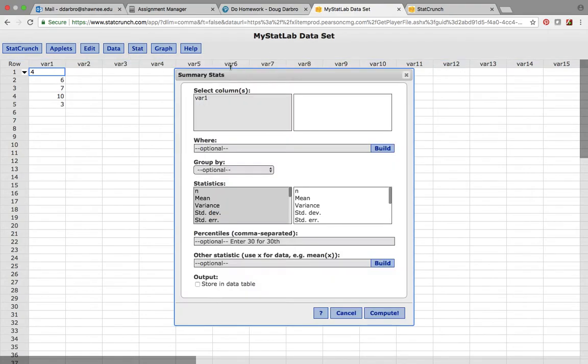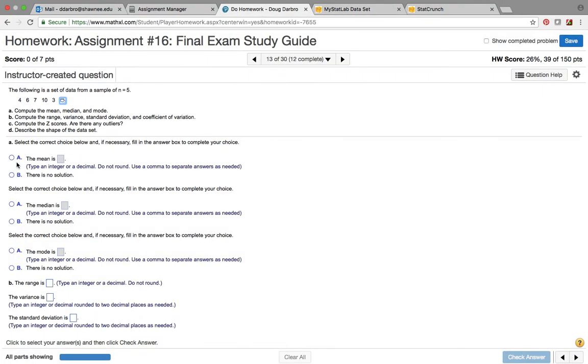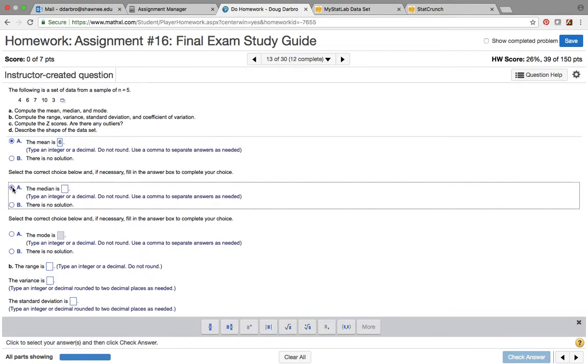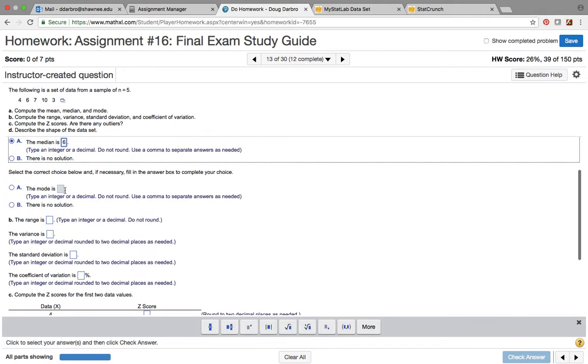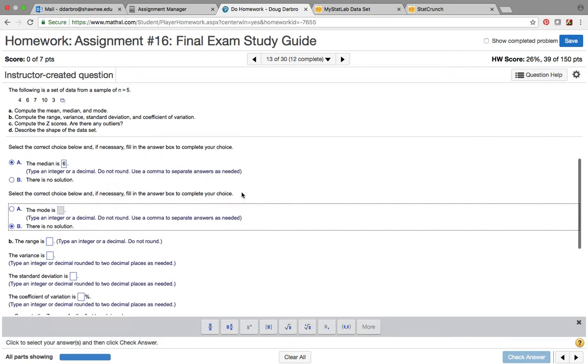Stat, summary stats, column. So I want the mean, the median, and the mode. So 6, 6, and no mode. So the mean is 6. The median is 6. And there is no mode.